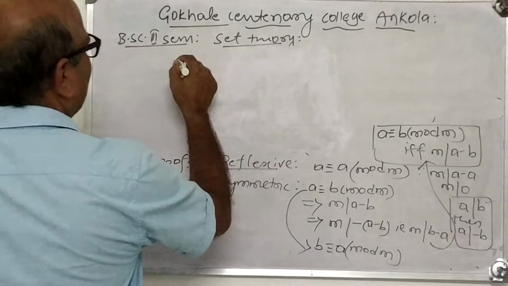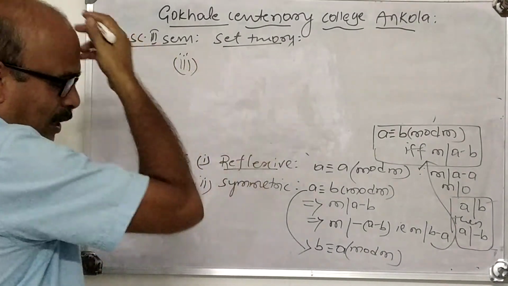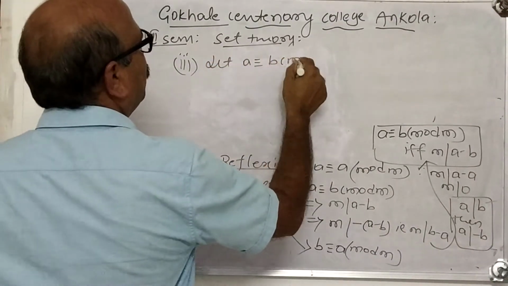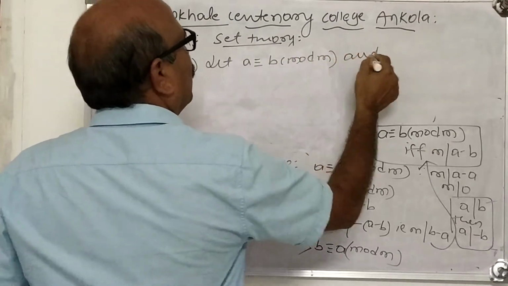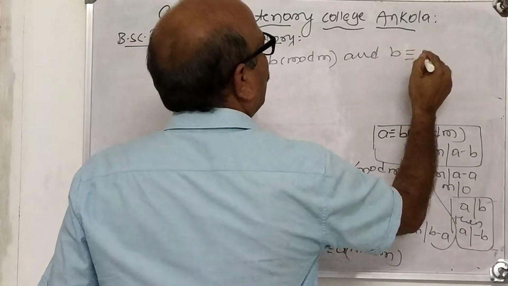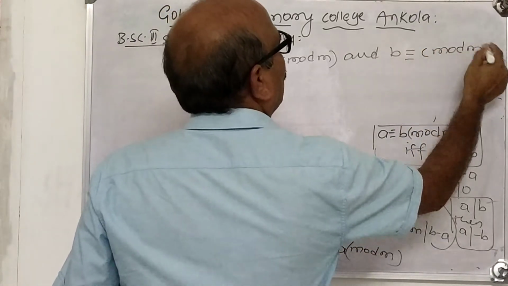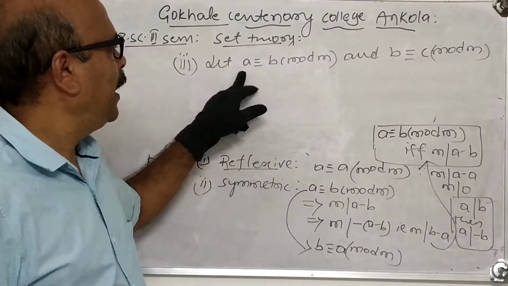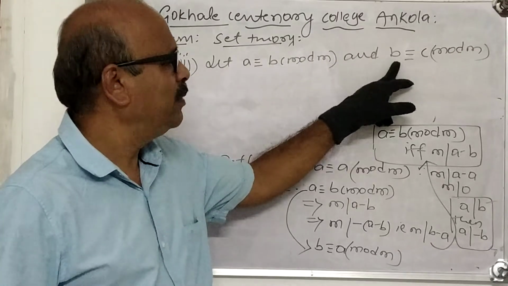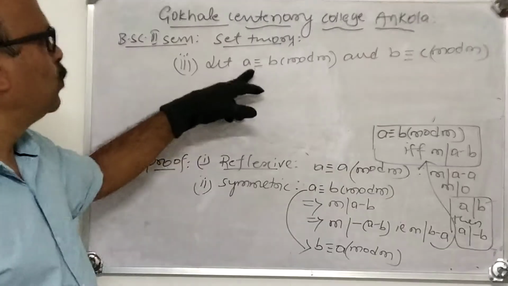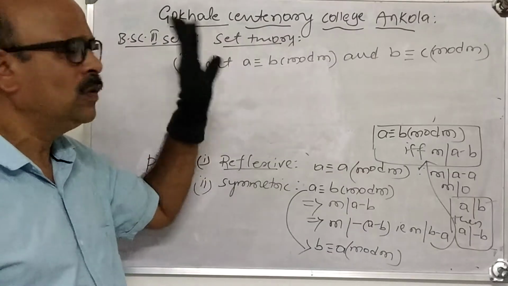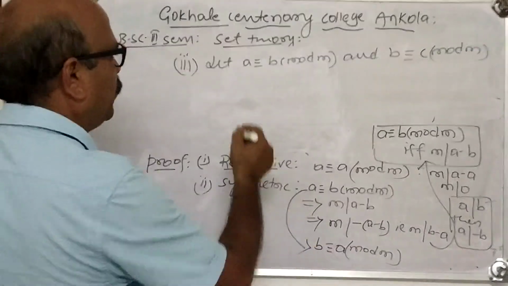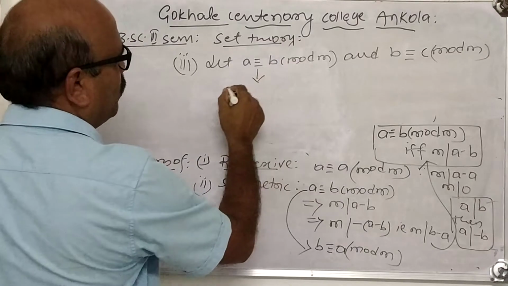To prove that this relation is transitive, let a is congruent to b mod m and b is congruent to c mod m. Transitive means here, for the relation congruent modulo m, suppose a is congruent to b mod m and b is congruent to c mod m. What do you have to prove? To prove that the relation is transitive, you have to prove that a is congruent to c mod m. Then it becomes transitive.